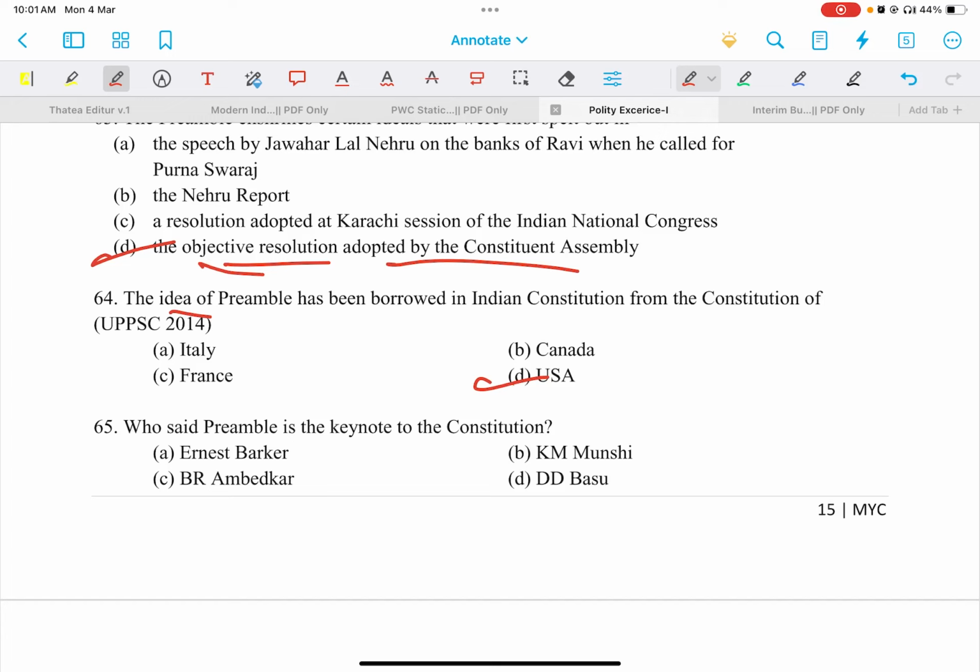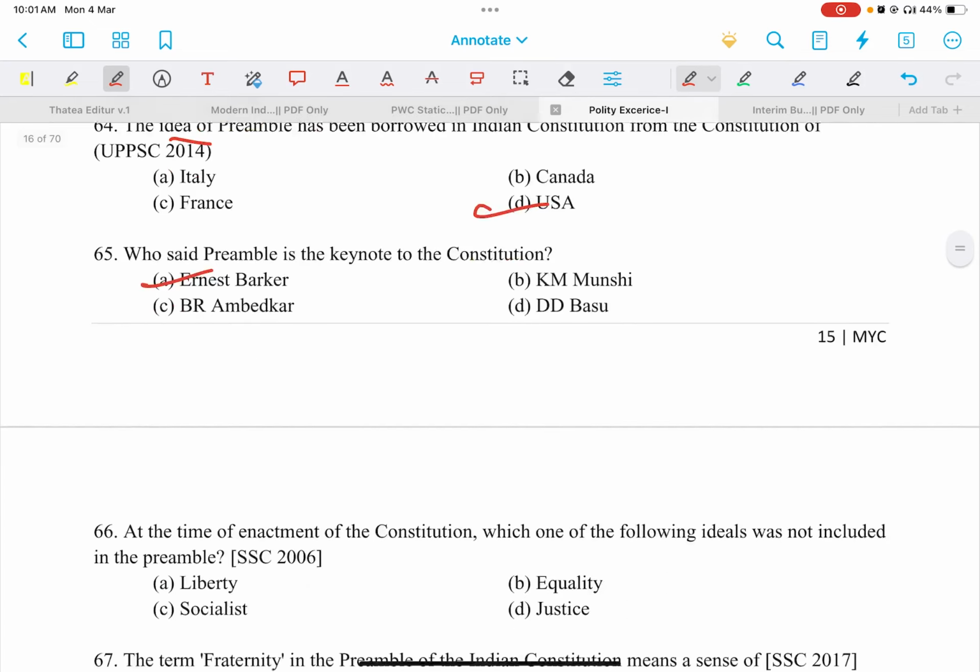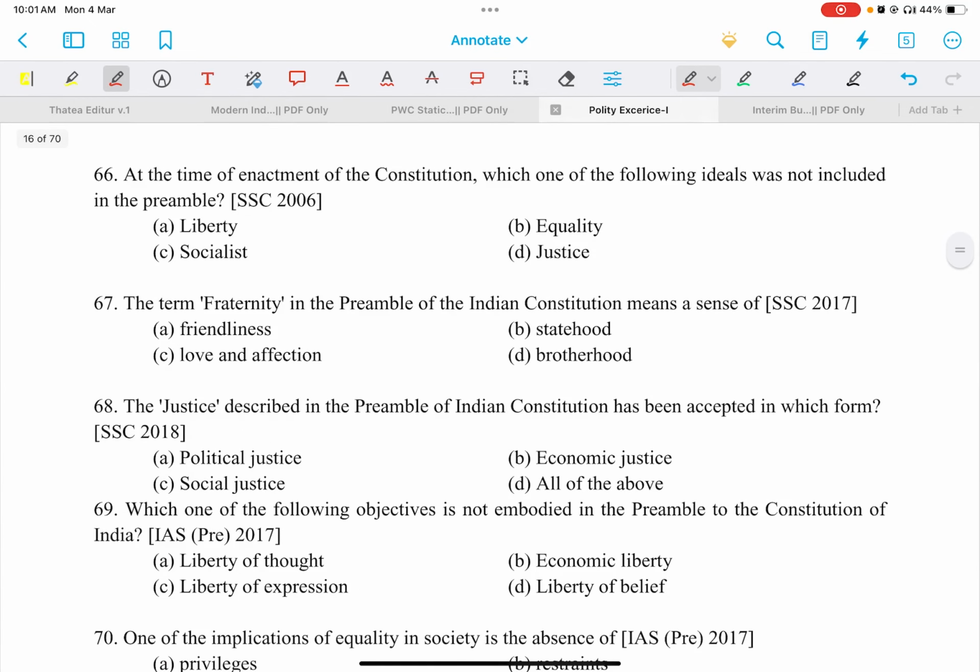Who said the preamble is the keynote to the Constitution? Ernest Barker. Question number 66. At the time of enactment of the Constitution, which of the following ideals was not included in the preamble?